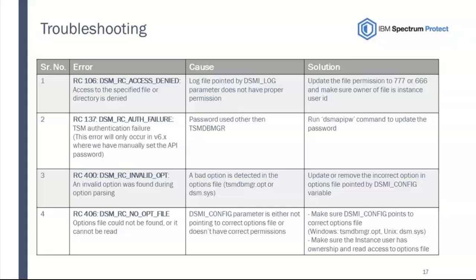In case you receive return code 406, that indicates that either DSMI_CONFIG points to an incorrect option file or that file does not have the proper permission. So make sure to check that DSMI_CONFIG points to the correct OPT file and that it has the correct permission. Those are the common codes that we receive during DB backup if it fails.